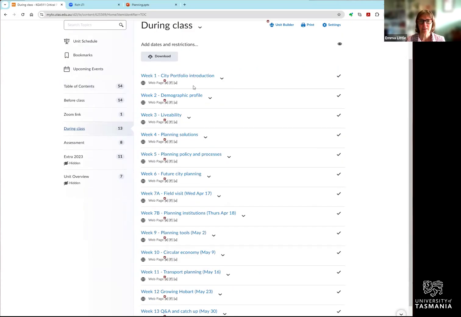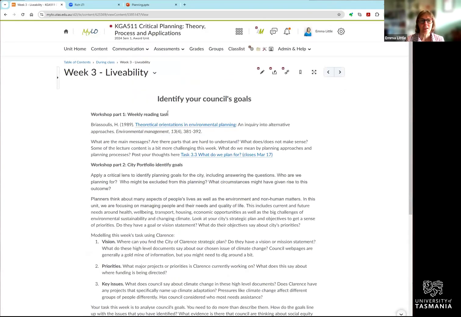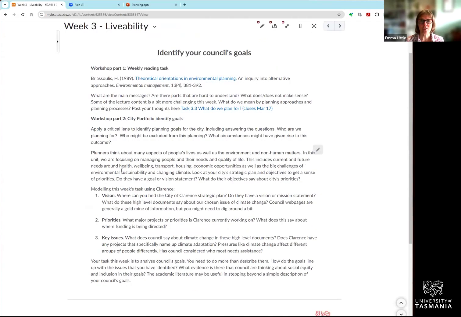And then in class, there is the introduction to your assessments and the work that we do to investigate a particular topic. So there might be some reading, and there's helping you step through. In the case of this particular unit, the first task is to write a city portfolio based on a local government area of your choice. We modelled this task using Clarence, which is on Hobart's Eastern Shore. So we had a look at what was on the webpage in terms of Clarence's strategic plan.